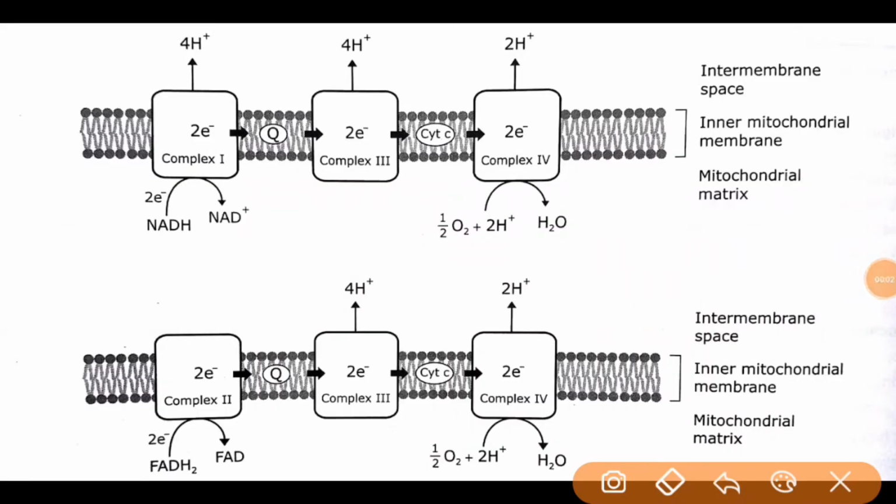Okay, so this is a very simplified diagram for the BSc students, because the diagram that I have told you earlier is for the MSc level. So if in case you have some difficulty in understanding that, you can understand from this also. This is a very simplified form of the electron transport chain.